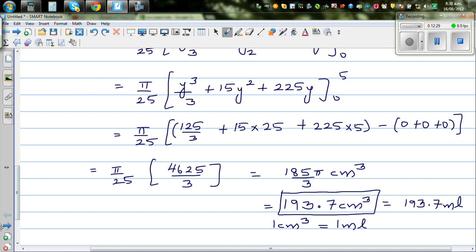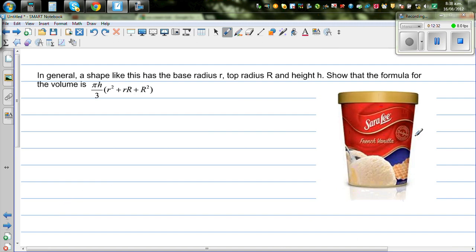Okay, I want you to look at this question. This is a challenging question. So the same question, if you want to generalize it, the bottom radius is given to be, say, small r, and the radius of the top circle is capital R, and the height is h. So can you prove this yourself? Show that the formula for the volume of any ice cream tub with a base radius of small r, a top radius of capital R and a height of h can be found by this formula.